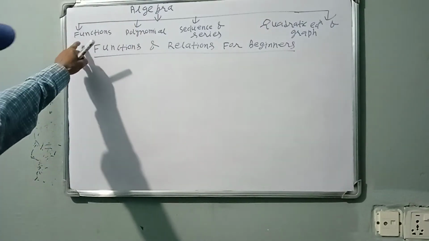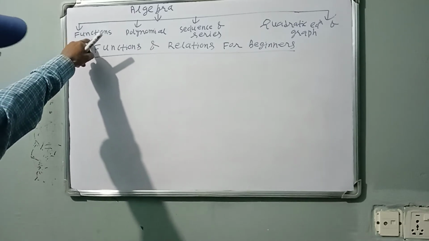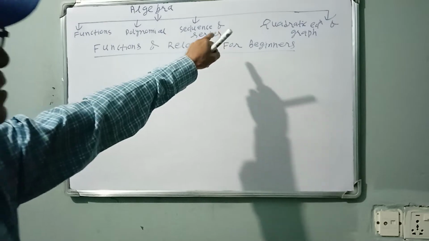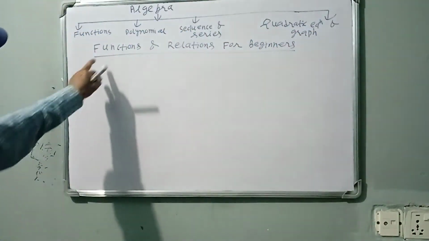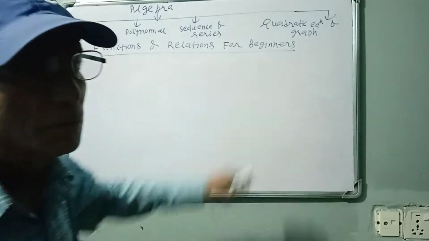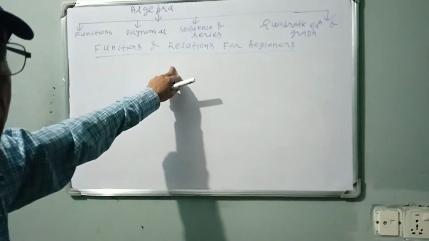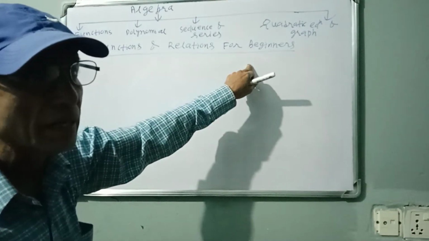Algebra has mainly four parts: functions, polynomial, sequence and series, quadratic equation and graph. Today's topic: functions and relations for beginners. It starts from class 8. It is equally important for class 8, 9 and 10.